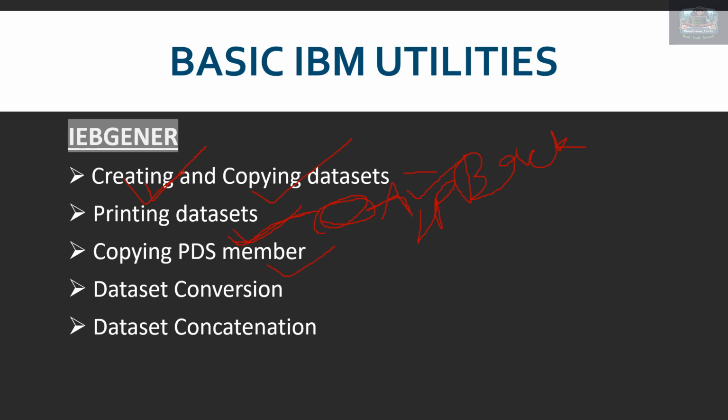Copying a PDS member. As I told you, with IEBCOPY all the PDS functions can happen. But with IEBGENER also we can copy a single member of a PDS, as a single member is a type of PS file, right? So we can copy a single PDS member to a different normal PS file, a flat file. We can do a data conversion. Suppose your file is a variable block file, we can convert your variable block file to a fixed block file. So we can do this conversion, and data set concatenation can happen.